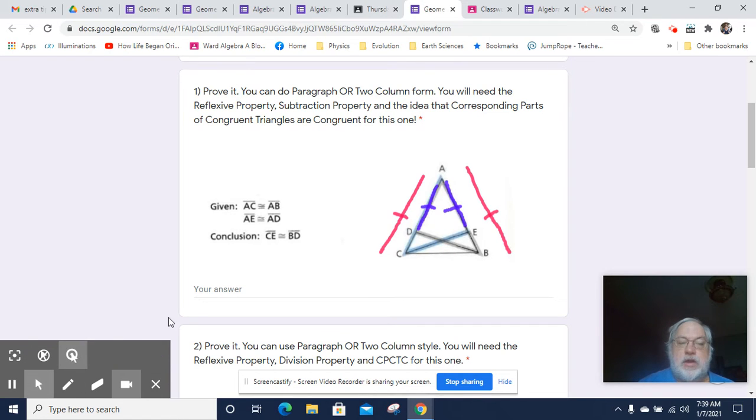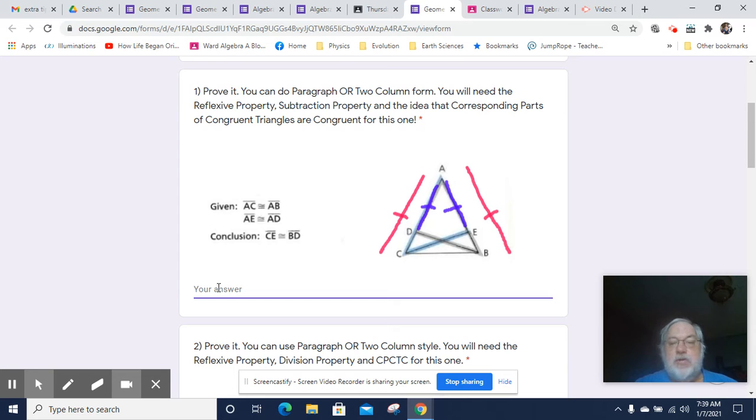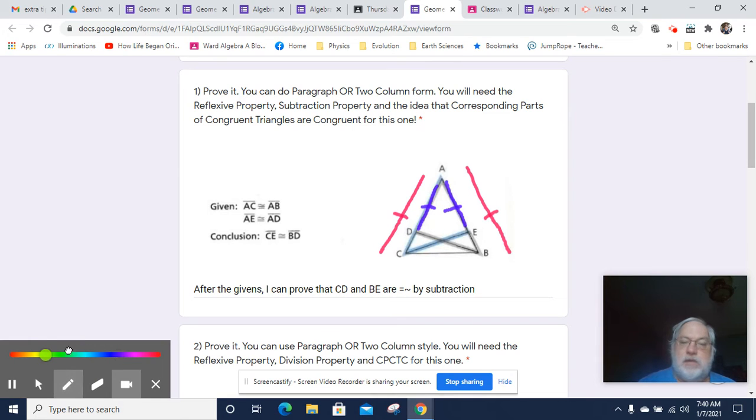So let me go ahead and start walking through that. Because I know that this is congruent to this, I know this is congruent to this. So I can prove that CD and EB are congruent by subtraction. So after the givens, I can prove that CD and BE are congruent by subtraction, because I'm getting the difference between two congruent sides, subtracting two other congruent sides yields a congruent difference. So I'm going to go ahead and mark that up.